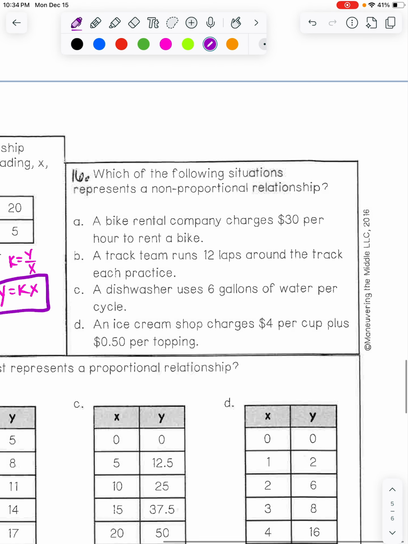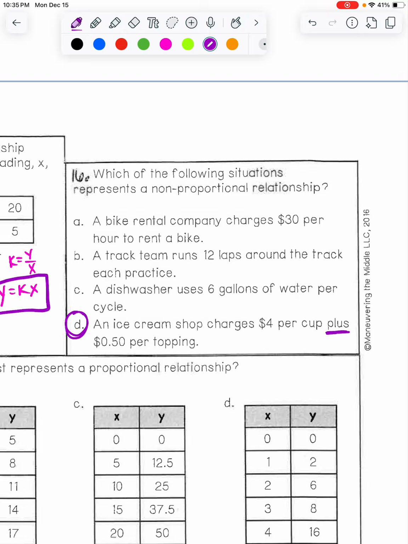So immediately, A is the answer because look, $30 an hour. Oh, wait. Oh, never mind. No. I was thinking of the one I did for my practice. Let me back up. Sorry. It's going to be D. There we go. Because that plus, right?